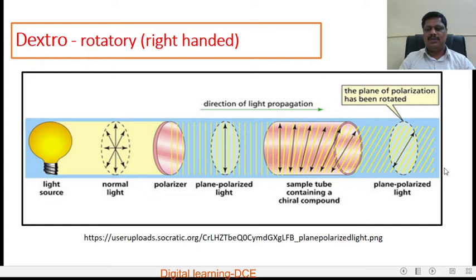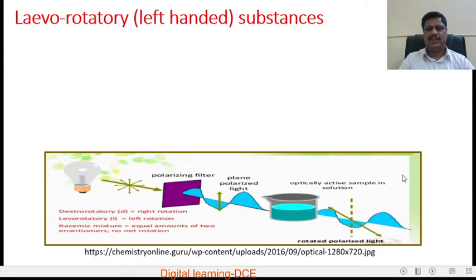So the substances which rotate the plane of polarization, which is always perpendicular to the plane of vibration, towards the right or in the clockwise direction for an observer looking against the direction of the propagation of the light are called dextrorotatory or right-handed substances.